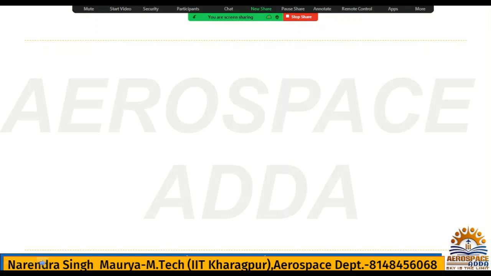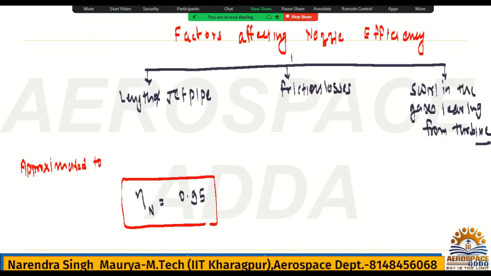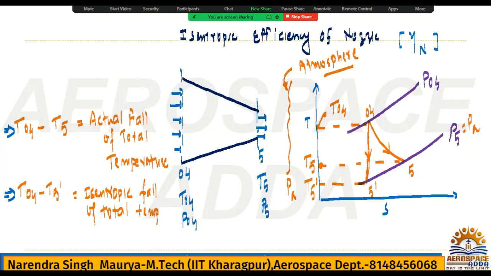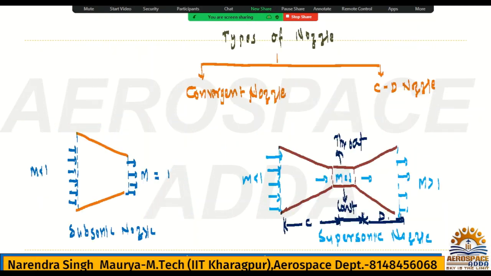As I have shown you, a convergent nozzle also can have Mach equal to 1. Maximum, I have shown you here. See this diagram. So the maximum Mach number possible at the exit is equal to 1. So this is the condition where even a convergent nozzle will be in a choked condition.